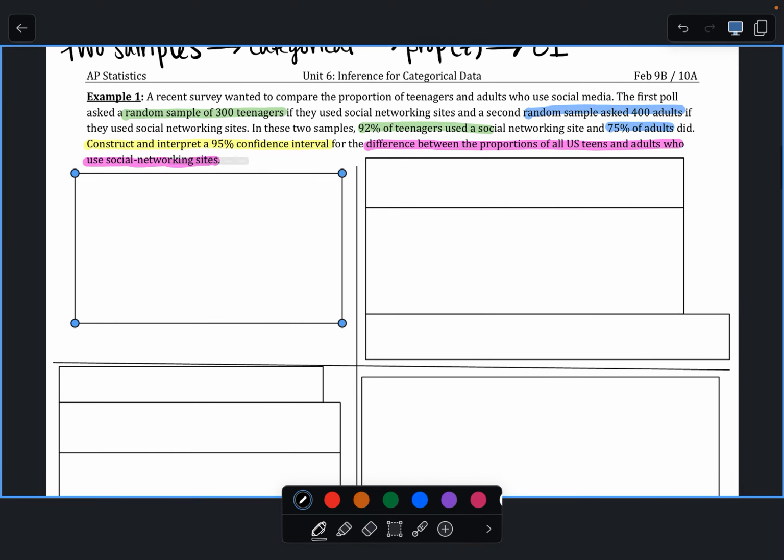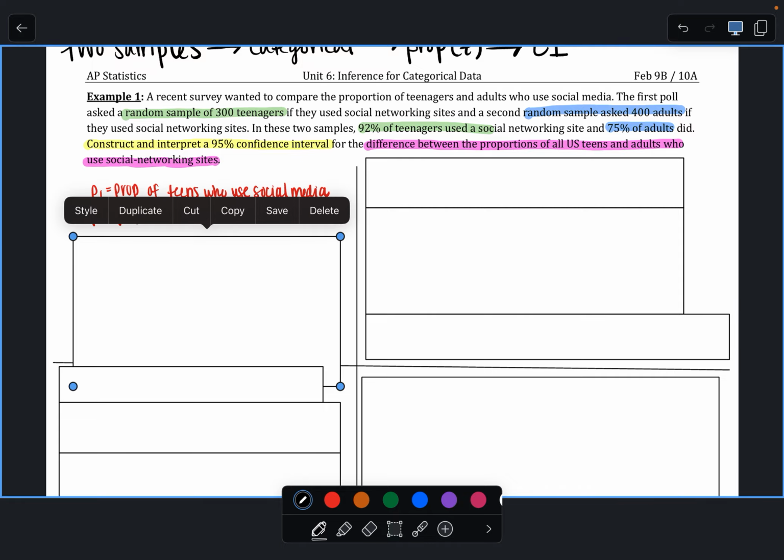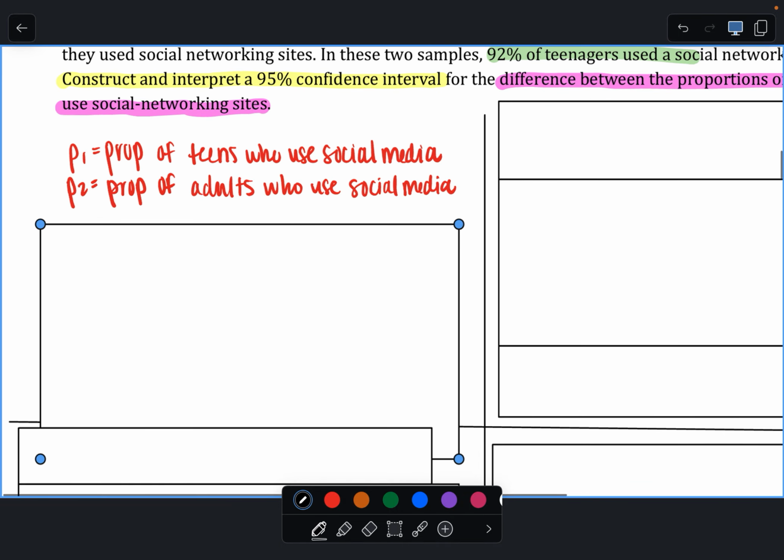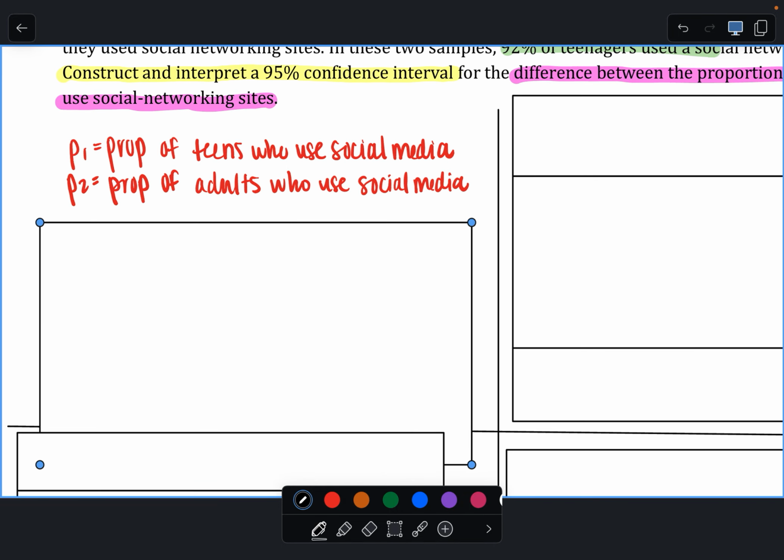You start off by defining your parameters. So I went ahead and I defined my parameter. I only wrote ahead of time because my space was limited and I started running out of space in my first couple of times of teaching this. So I had to pre-plan where everything was going to go. I have P1 is equal to the proportion of teens who use social media, and I have P2 is equal to the proportion of adults who use social media.